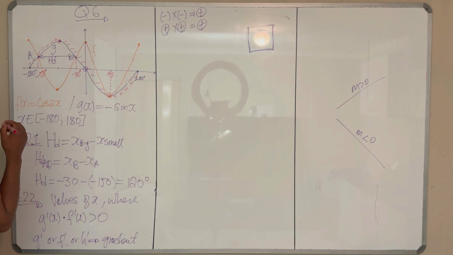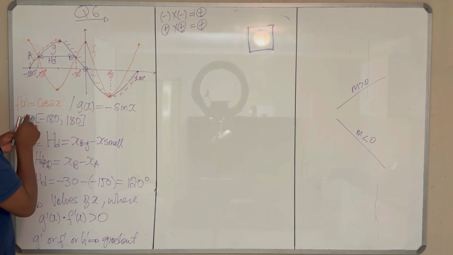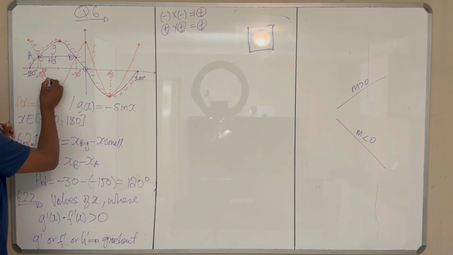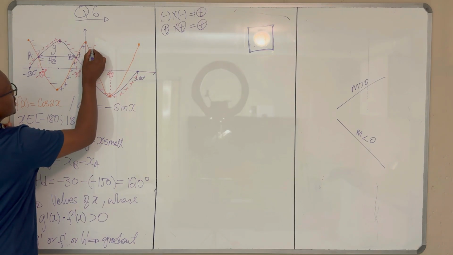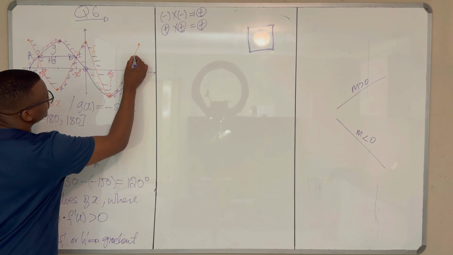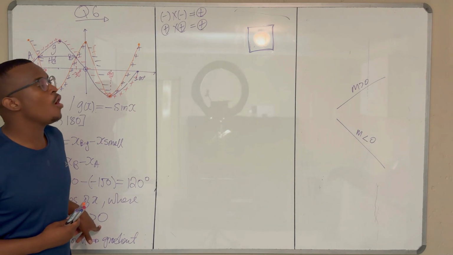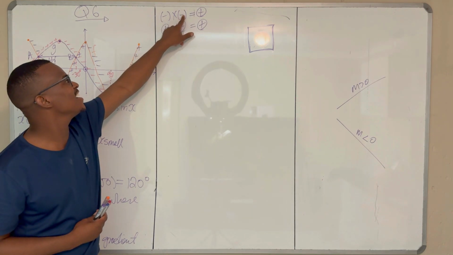Now looking at this one over here, it is going down here, so the gradient is negative here on the orange function. And it's positive here because it's going up. It's negative here again. It's positive up here. So you want where the product of their gradients is positive, and you will obtain it where they are both increasing or both decreasing.